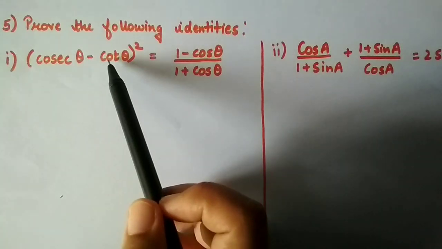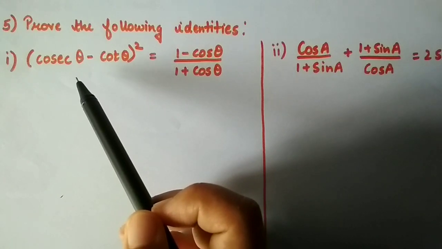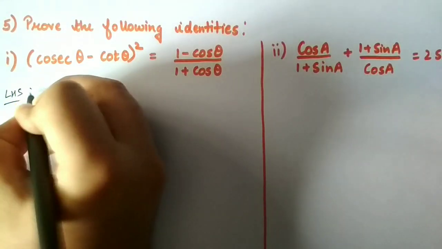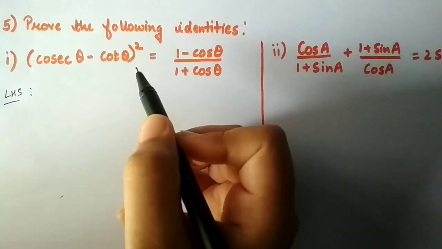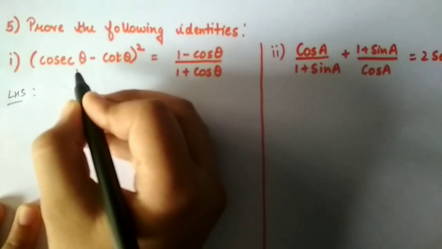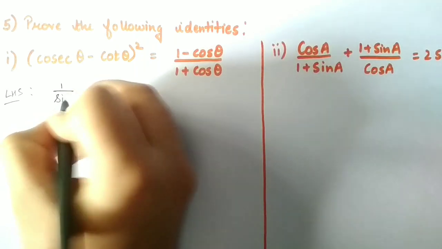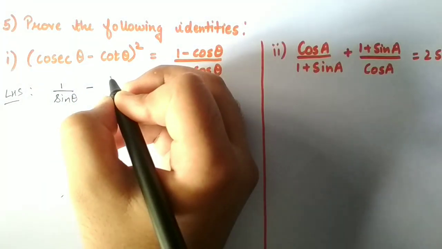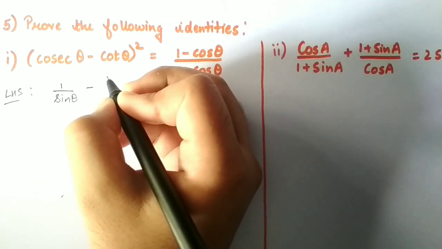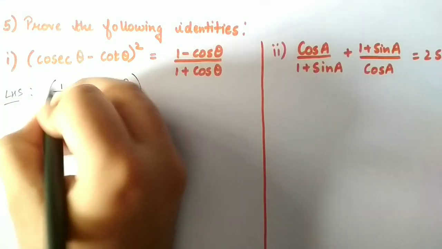to convert the trigonometric ratios into sine and cos. Okay, because sine and cos is considered to be the simplest form. So first of all take left hand side and convert this into sine and cos. So cosecant theta is 1 upon sine theta, reciprocal of sine. So write 1 upon sine theta minus cot theta is reciprocal of tan theta, and tan theta is sine upon cos theta. So cot theta is cos theta upon sine theta whole square.